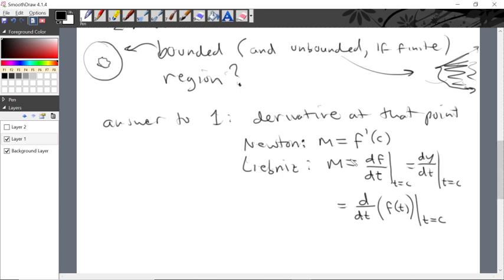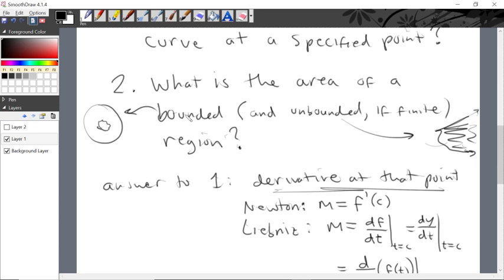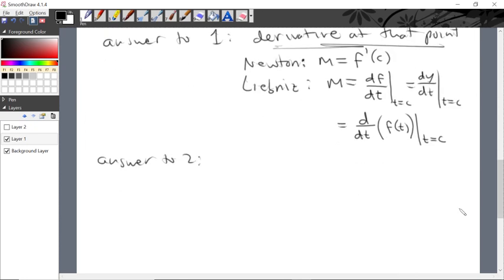So the answer to question 1, what is the slope of a curve at a specified point? That answer is the derivative at that point. And the answer to question 2, what is the area of a bounded region? The answer to that is going to be the definite integral.